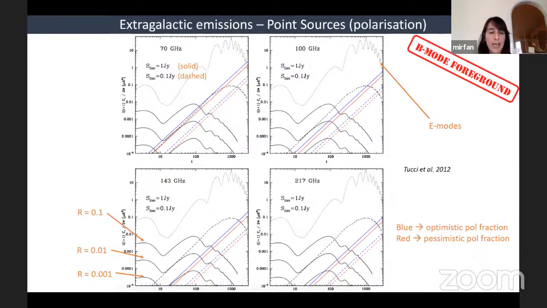So what I'm showing here is a plot of Planck frequency channels: 70 gigahertz, 100, 143, and 217, taken from this paper here. They're showing you where we expect the B mode signal to be. They've put in what they expect the power contribution to be from point sources, and they've put in 4 different options. Essentially, you have 2 different cutoff frequencies, and you have 2 different polarization fractions.